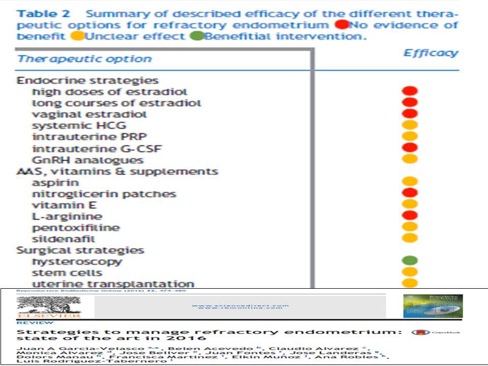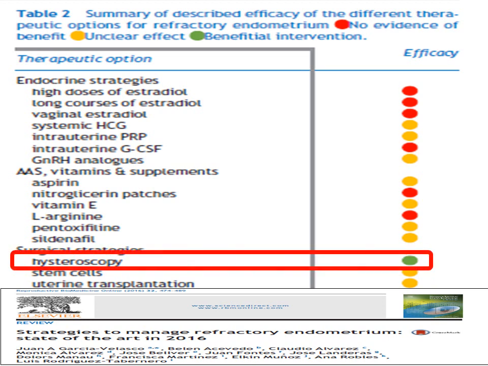This is very important. In this very important table, the Canadian Society summarized the lines of treatment of thin endometrium, and you see just the green dot is in front of hysteroscopy. The only beneficial intervention in cases of thin endometrium is to subject your patient to hysteroscopy, diagnostic versus operative hysteroscopy. Other lines of treatment like estradiol and HCG and so on have either no evidence of benefit or unclear evidence.